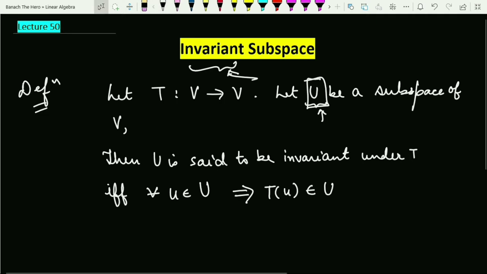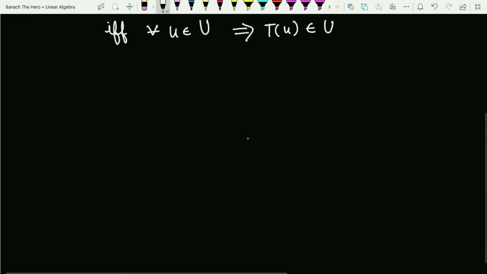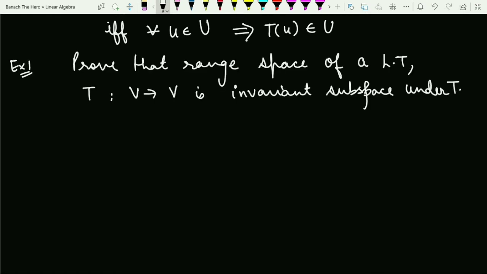Now let me consider two very basic examples so as to make these things clear. So the first example is, prove that the range space of a linear transformation T, that is a linear operator defined from V to V, is an invariant subspace under T, right? So let us check how to show this subspace is an invariant subspace. Clearly you all know that range is always a subspace. You can check it out.